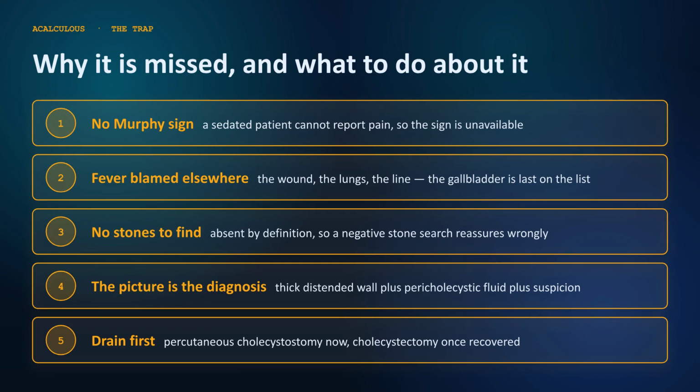Move quickly. This form reaches gangrene faster than stone disease, and the first step is usually a percutaneous drain rather than an operation. And do not wait for a Murphy sign that will never arrive. Here the imaging plus the clinical setting is the whole diagnosis.